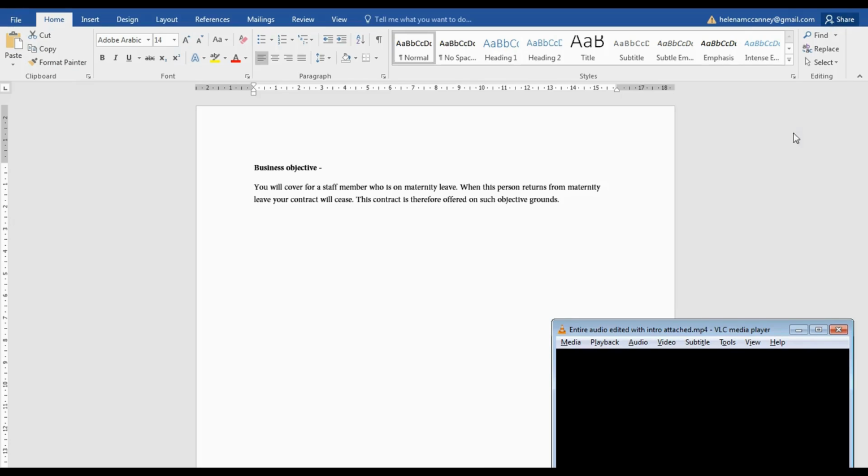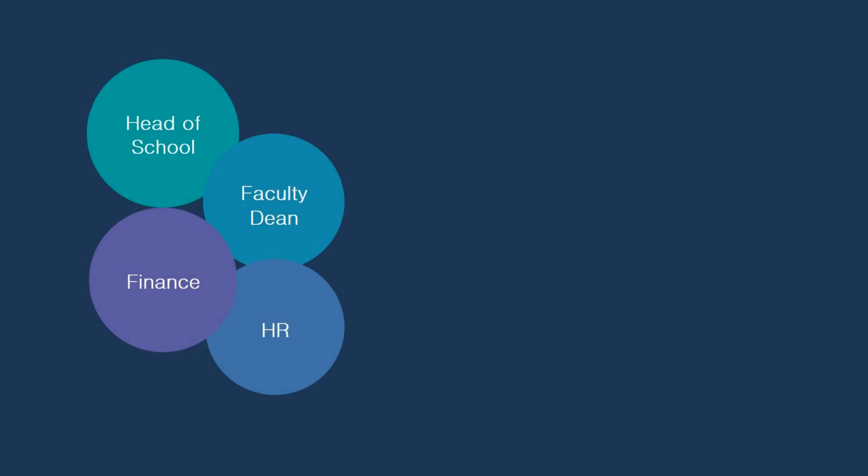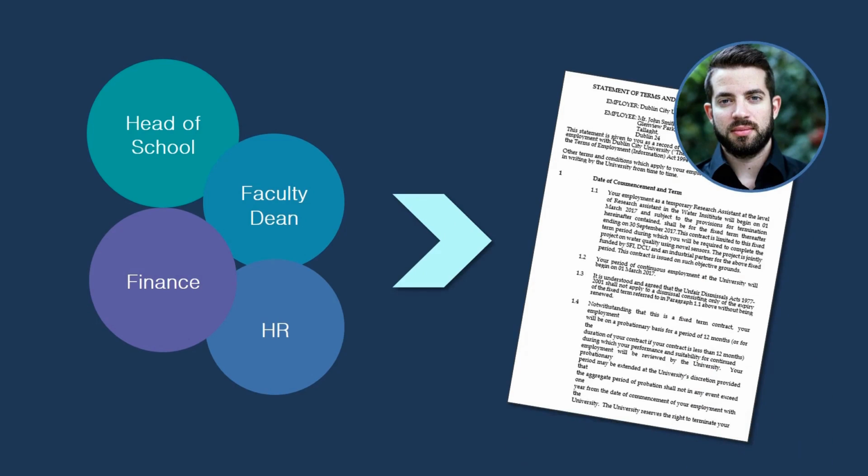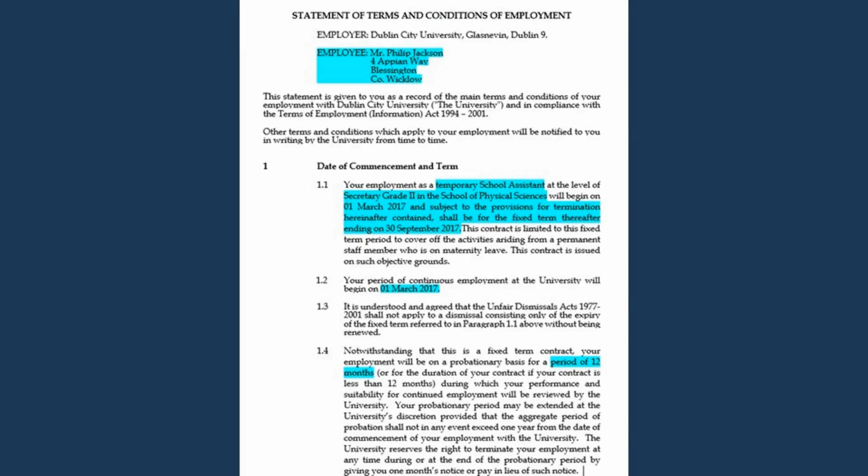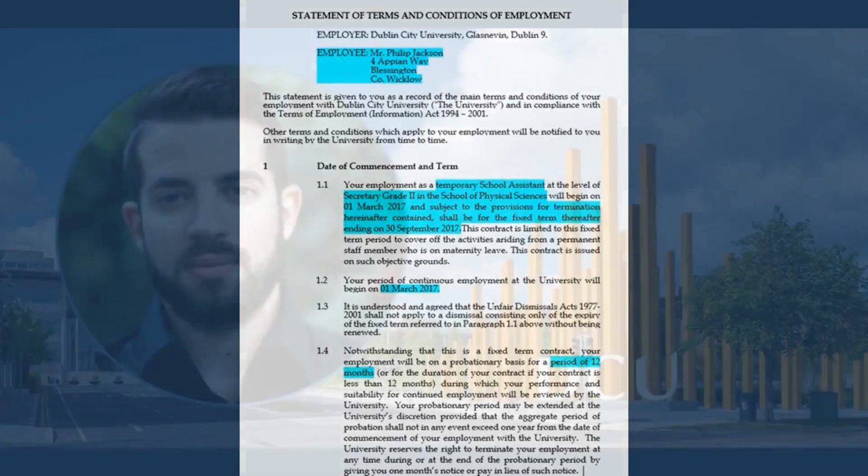So you've submitted the request for Philip Jackson. Once approved by the head of school, the faculty dean, HR and finance, the contract will be issued to Philip. Now, as you can see, Philip's contract contains the details that you entered in the staff request form. It can now be dispatched and Philip can take on his new role at DCU.